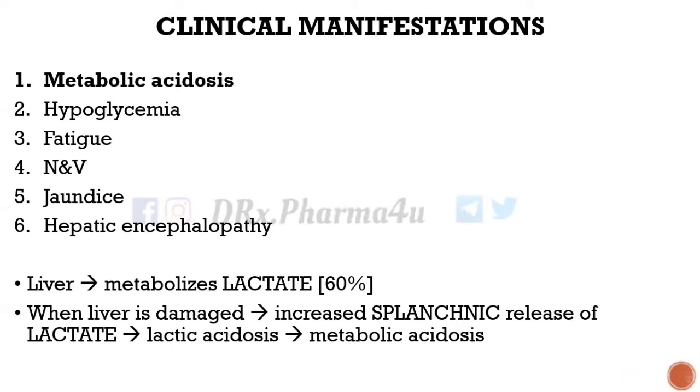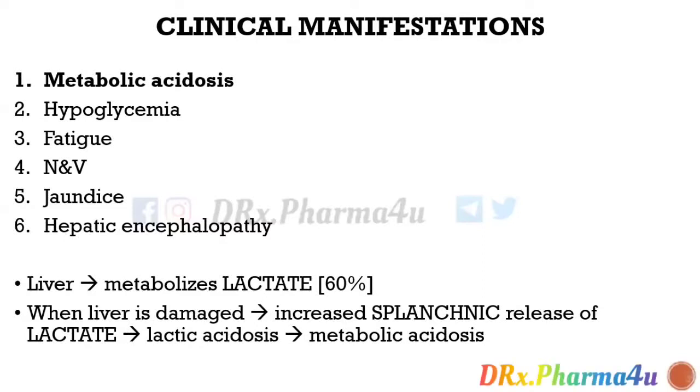Definitely in kidney disease also, metabolic acidosis is seen. But in liver disease also, it may be observed. The reason behind it is mentioned here. And definitely hypoglycemia occurs because the function of the liver is to promote gluconeogenesis and glycogenolysis. So if the liver is damaged, then hypoglycemia may occur.